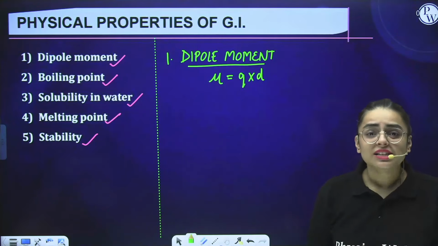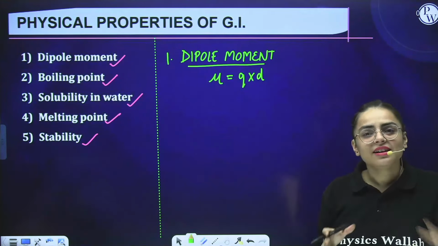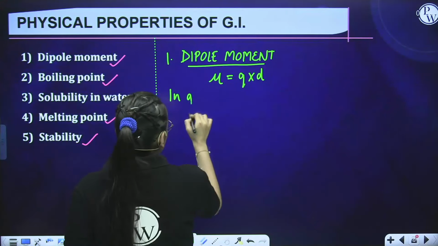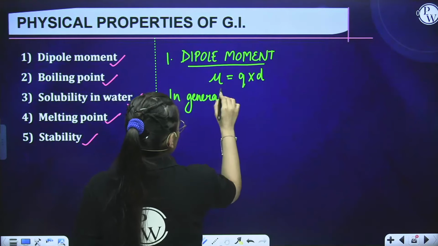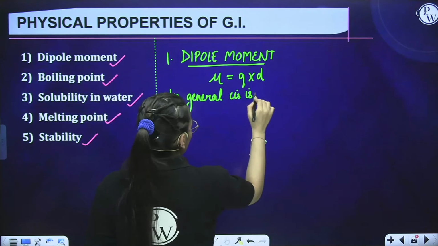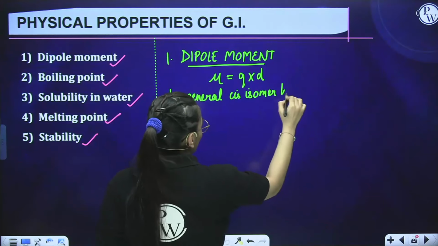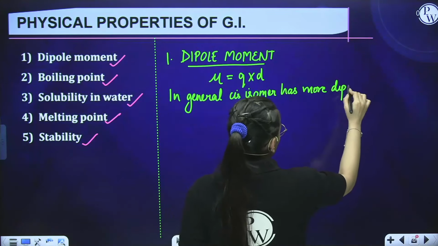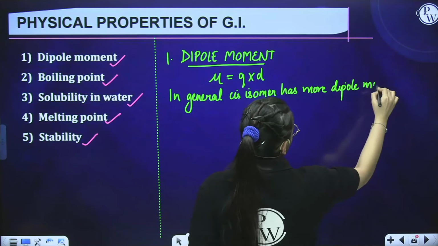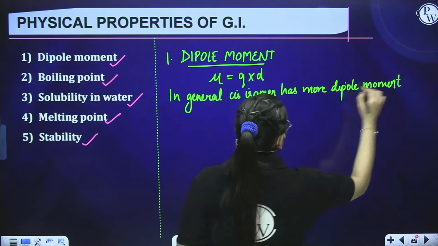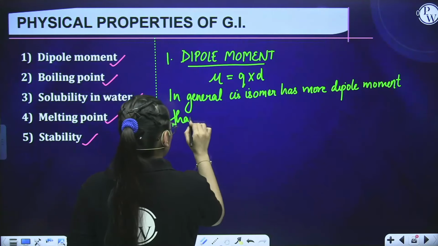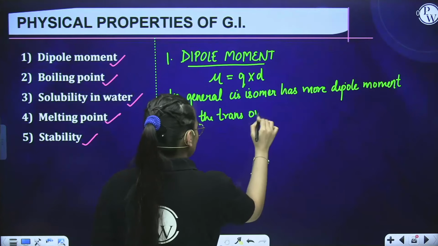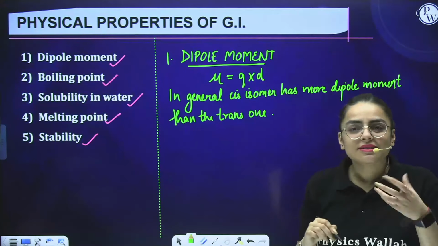Now, in general, the cis isomer has higher dipole moment than the trans one. In general, the cis isomer has more dipole moment than the trans one. Let us make the structures also, for you to easily understand.